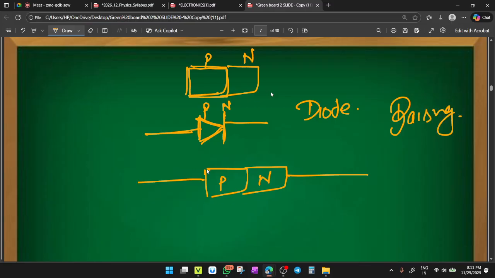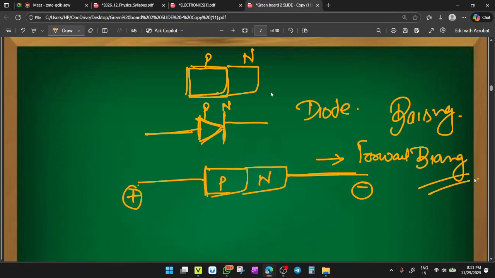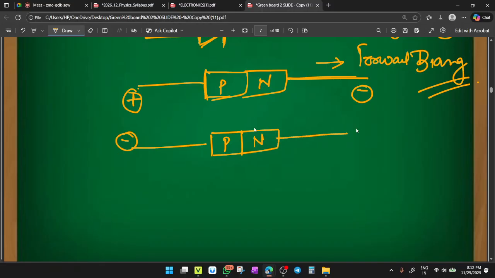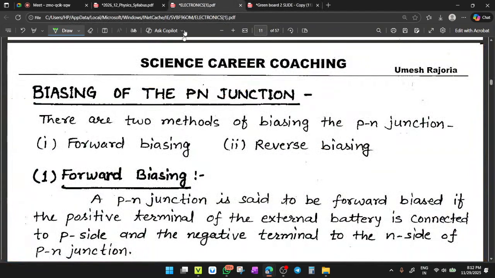First, we can connect the P terminal with the positive terminal of the battery and N terminal with the negative terminal of the battery. So this type of biasing is called forward bias. This is called forward biasing. Clear? Second, we can connect P terminal with the negative supply and N terminal with the positive supply. This biasing is called reverse biasing. Okay? So two types of biasing are there, forward biasing and reverse biasing.